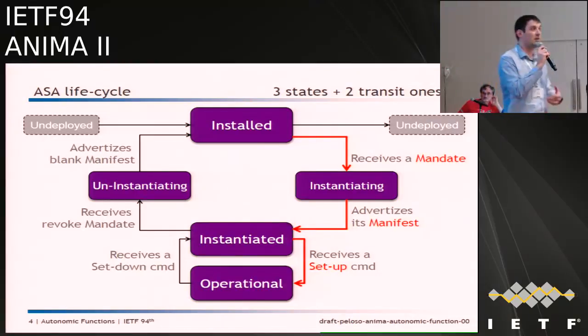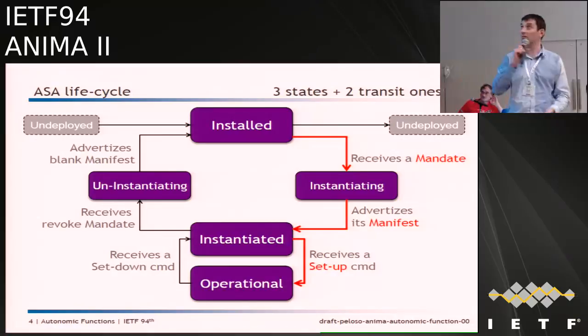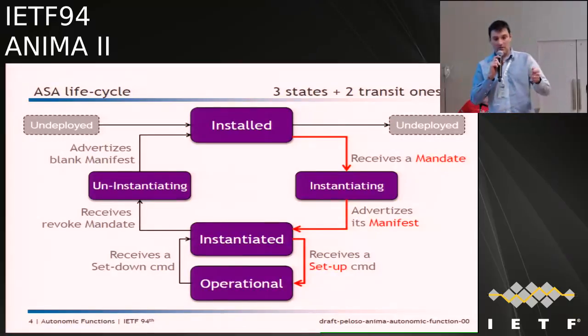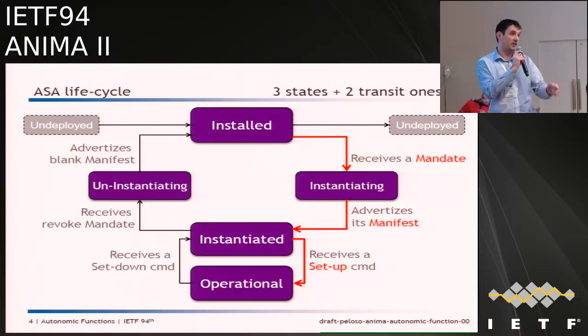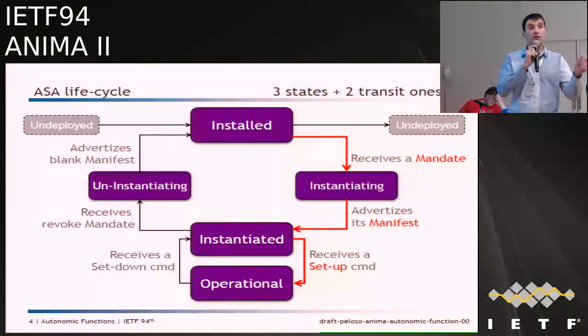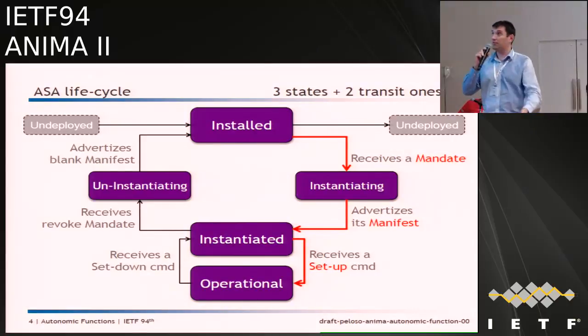A manifest is going to be the description of all the resources, or the piece of the resources, that are being managed. So basically, a manifest will say, okay, I'm a load balancing function, a load balancing ASA, and I am monitoring the load of the link between router A and B, and I may be modifying the metric of the link between A and B. That's what the manifest will advertise.